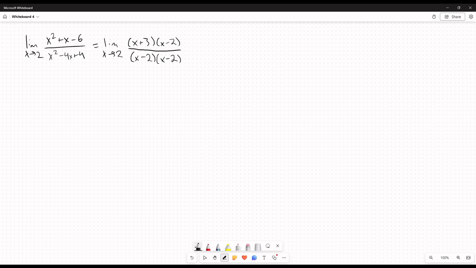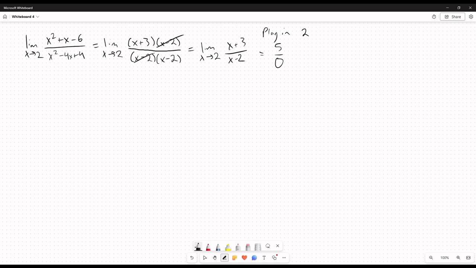So what we see is that we can cancel an x minus 2 in the numerator and the denominator, which leaves us with the limit as x approaches 2 of x plus 3 over x minus 2. So now that we've done some cancellation, let's see what happens when we plug in 2. What we're going to end up getting is 2 plus 3 in the numerator, which equals 5, and we'll have 0 in the denominator.